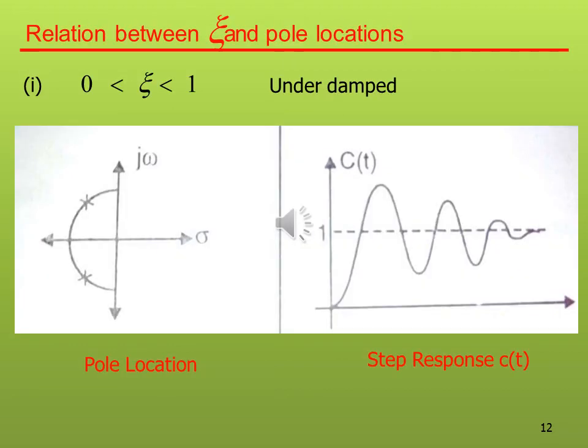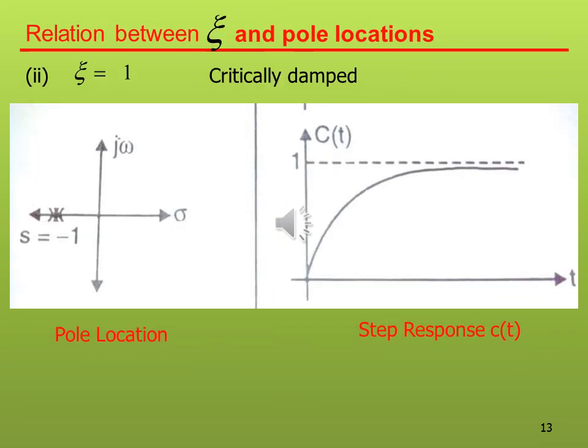Now we will see the relation between zeta and the pole location. See, when zeta lies between 0 and 1, the system is underdamped and the poles are in the second and third quadrant as shown in this figure. On the right side, there is the step response, that is the underdamped step response. Now, when zeta is equal to 1, the system is critically damped and the poles are on the real axis and they are the same. They are having the same values. Okay, and the system response is as shown here for the critically damped system.